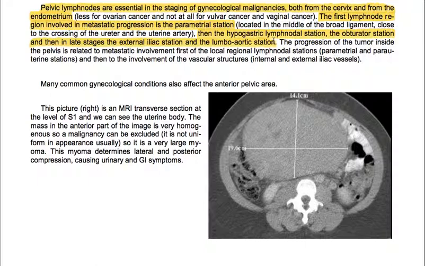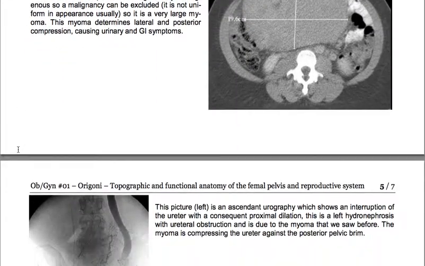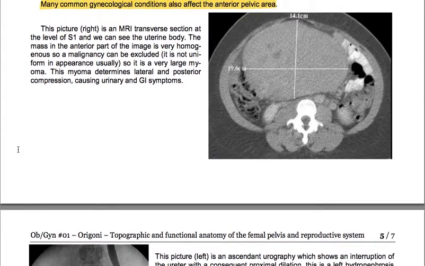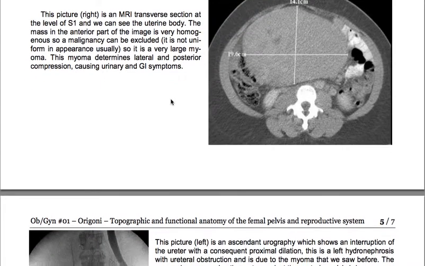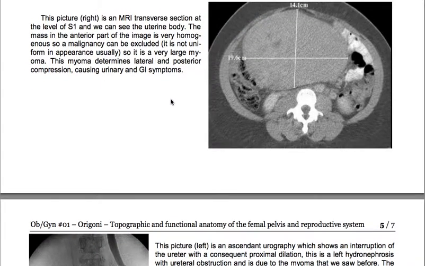The progression of the tumor inside the pelvis is related to metastatic involvement first of the local regional lymph nodal stations, parametrial and parauterine stations, and then to involvement of the vascular structures. Remember that many common gynecological conditions also affect the anterior pelvic area. Due to the location of these masses, we can have also symptoms like urinary and GI symptoms, obviously.